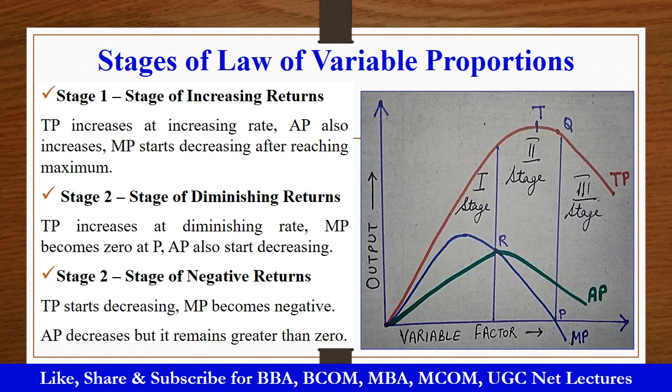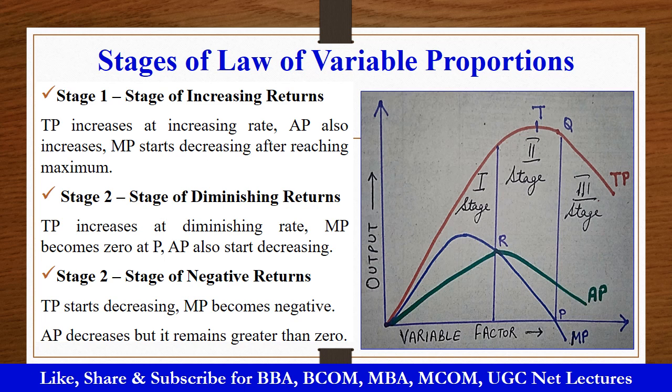When we plot these table values, we get the following figure. So in stage 1, the total product increases at an increasing rate. The average product also increases, whereas the marginal product increases and it reaches maximum. So this stage is also known as the stage of increasing returns. At the end of this stage, the average product reaches maximum at the point R.